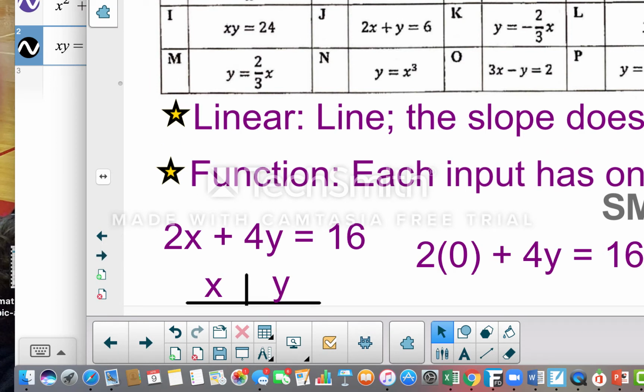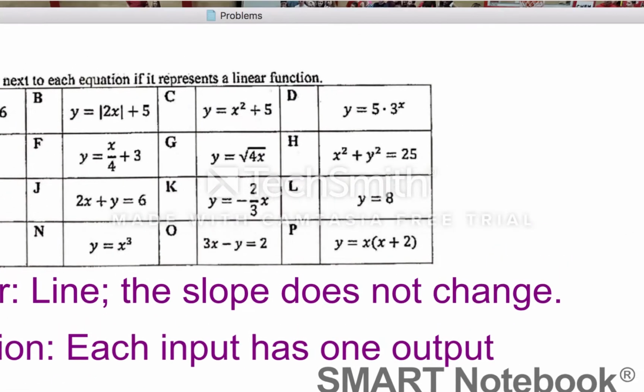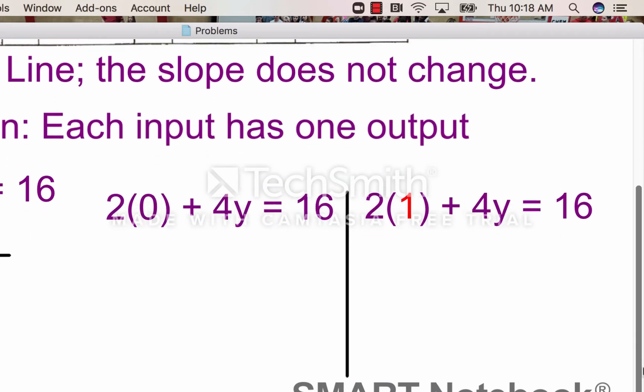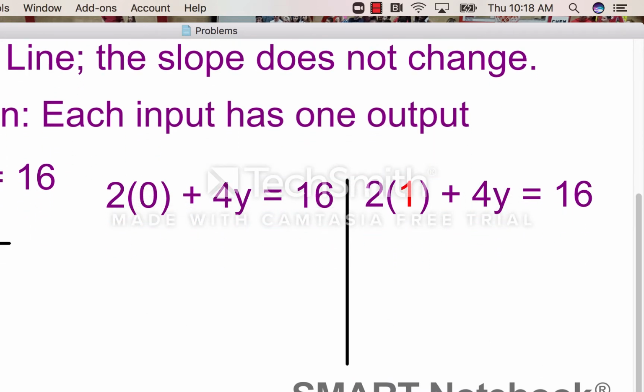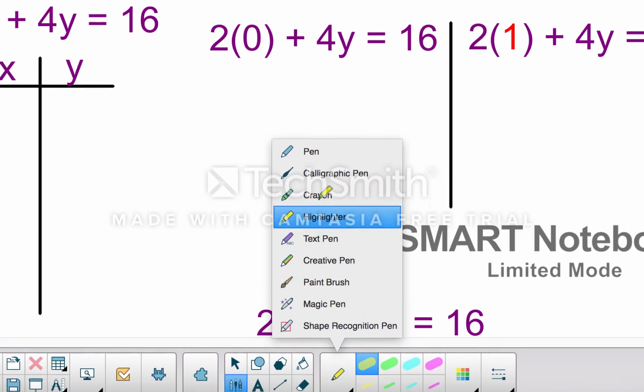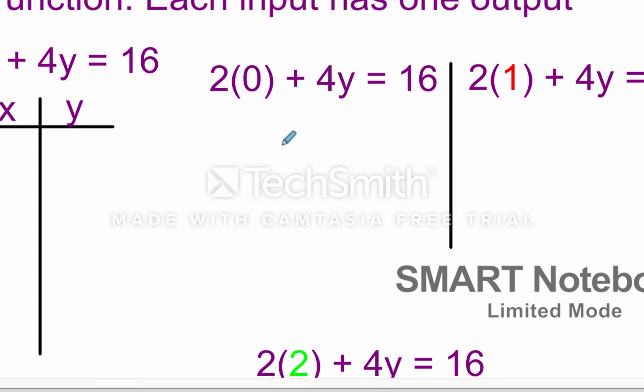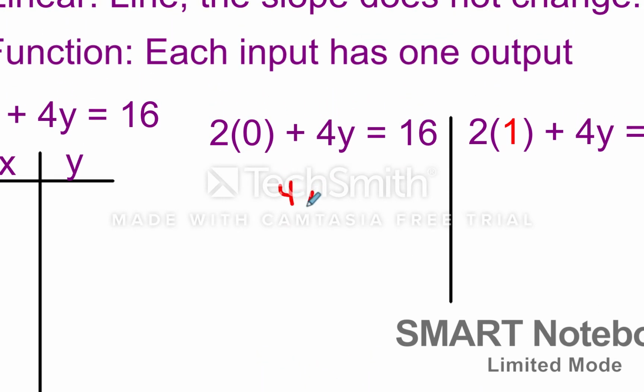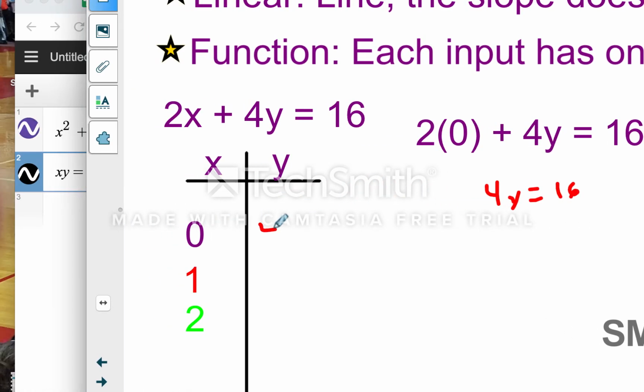So if I look at that first one, letter A, 2x plus 4y equals 16, what you're looking at here is, all right, can we plug in a number for x that's 0 and make sense of this? So that's what I did over here. You can see in purple I've plugged in 0. So 2 times 0 would be 0, and so we're left with 4 times something equals 16. So that something has to be 4. So y would be 4 in this instance.